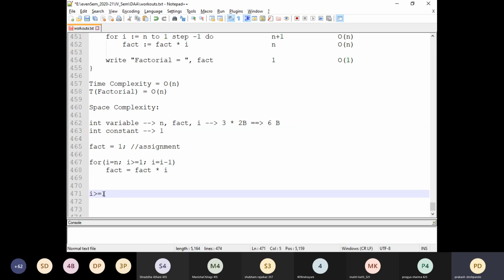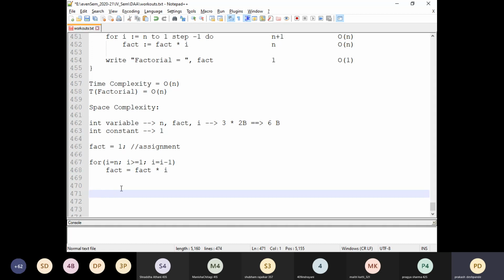Since we want to store it in memory, we need to identify the memory block for this 1. It depends upon the data type. What is the data type of this 1? It is an integer. So we require 2 bytes for this particular constant 1. Is it clear? Yes, sir.